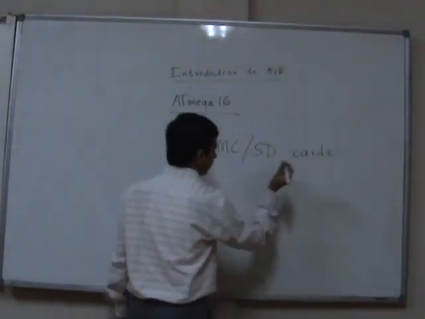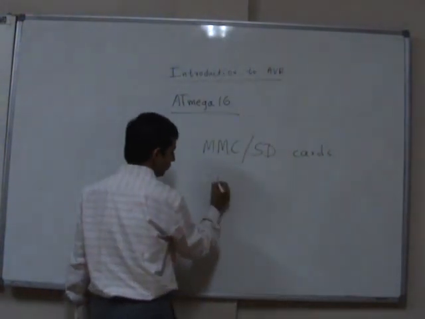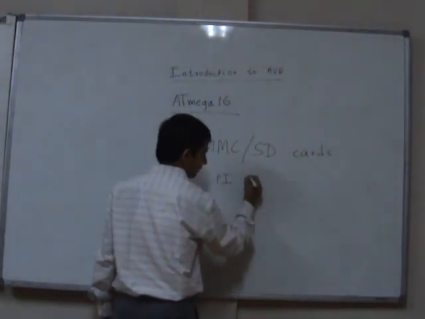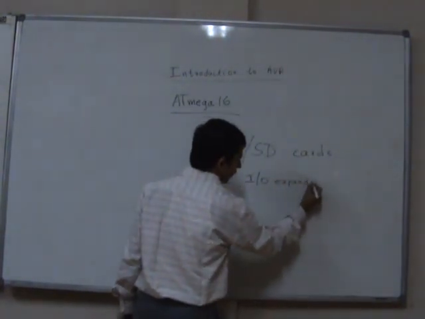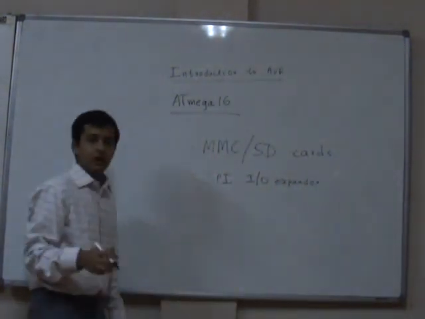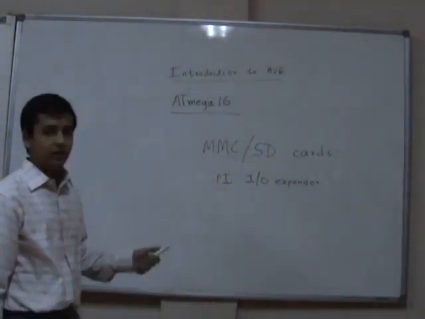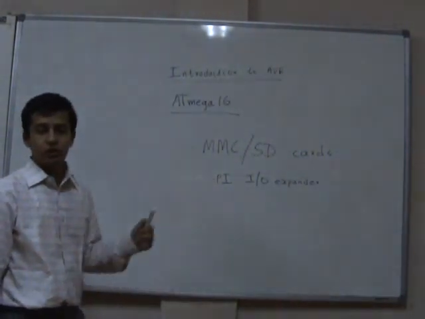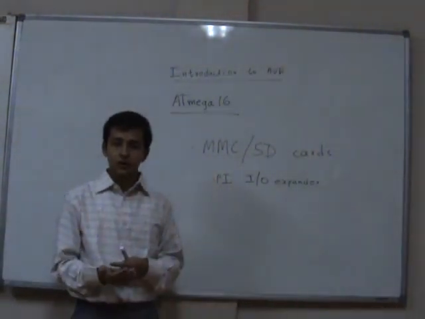to the microcontroller. Or it can also be used for interfacing SPI I/O expanders. What are SPI I/O expanders? A controller will be having a limited set of input outputs. In case of Mega 16, it is having 32 input outputs. So an SPI I/O expander can be used to increase the number of IOs available.